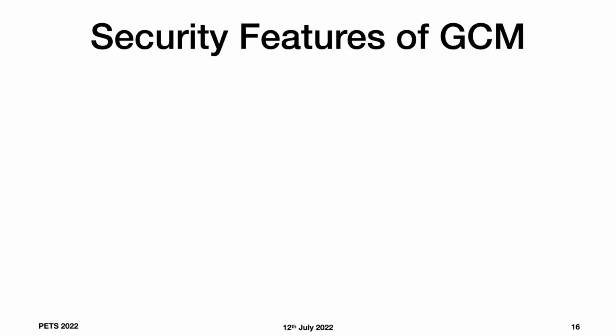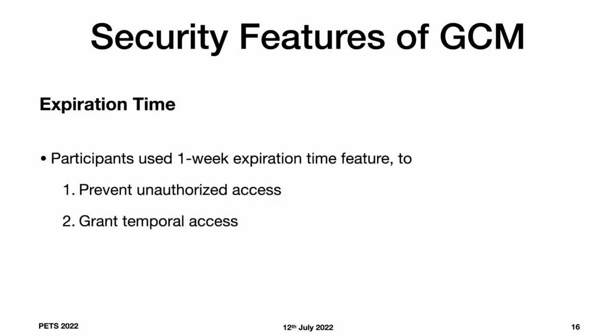First, we looked at the expiration time feature. A majority of our participants used the default expiration time of 1 week and used this feature to send attachments such as sensitive documents. The reasons for using this feature were to prevent unauthorized access, for instance, if the user's email account is accidentally left logged in at multiple devices or locations, and to give temporal access to the content. The participants did not choose a shorter expiration time because of the concern that emails might delete themselves before they were read by the recipients.